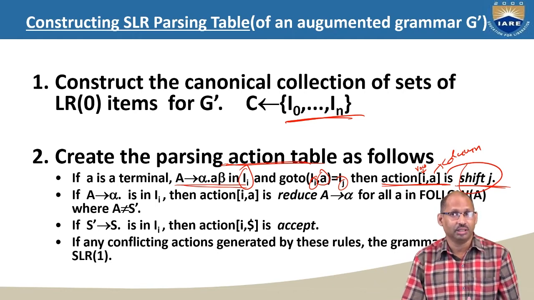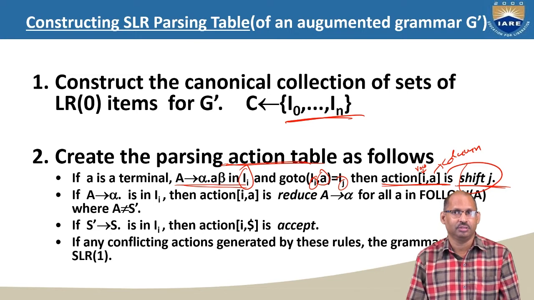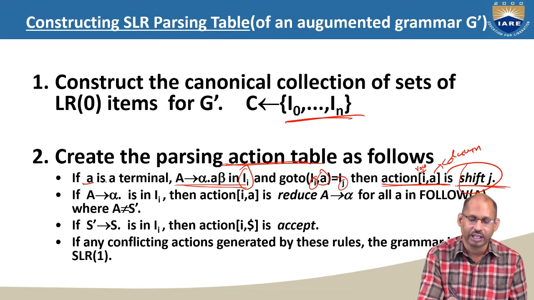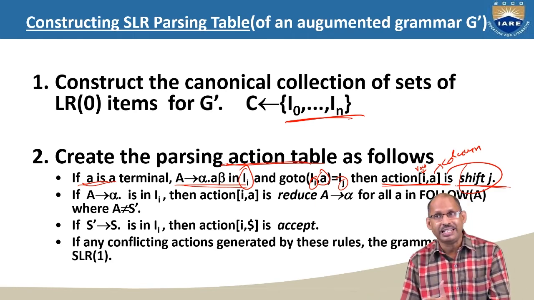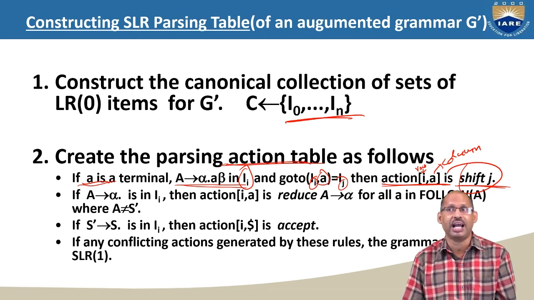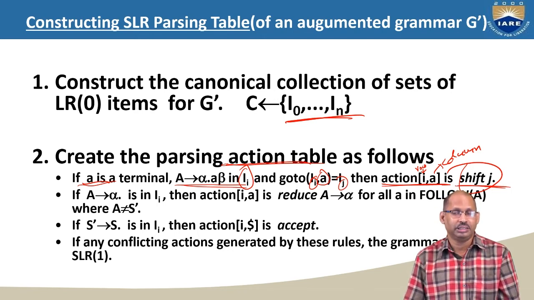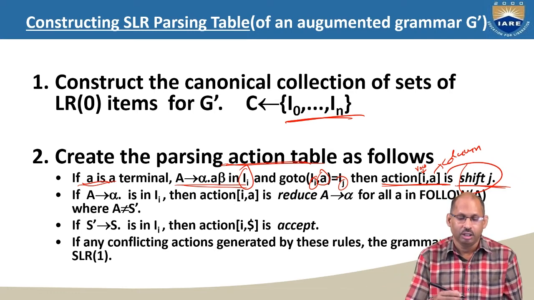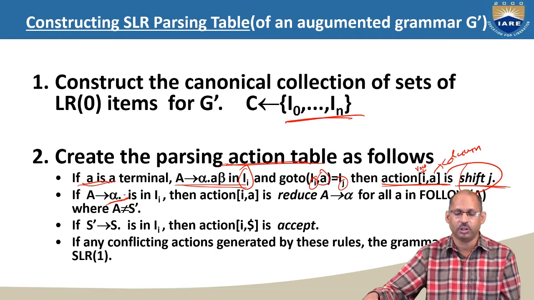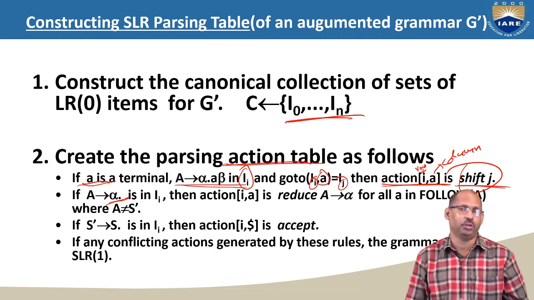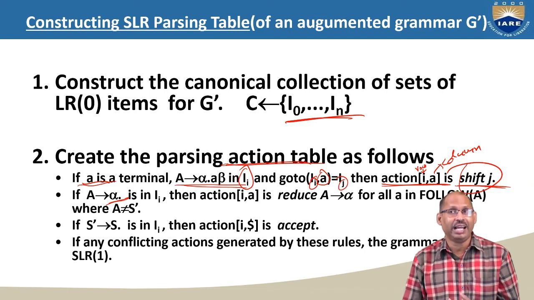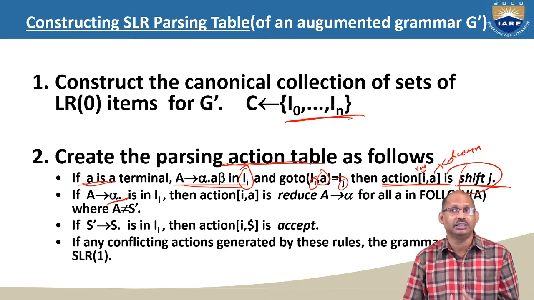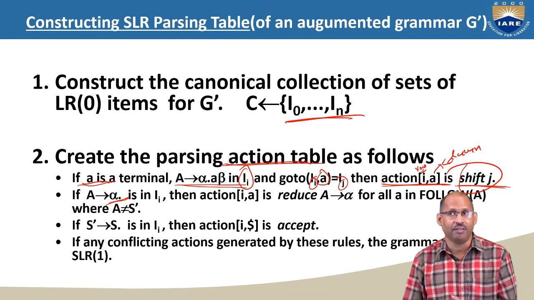Is it clear? It is the main important one. If A is a terminal, I on A going to J set, then we write action I comma A as shift J. Then second, if the dot is at the end of the production, then action I comma A is reduce by the production number, A gives alpha.